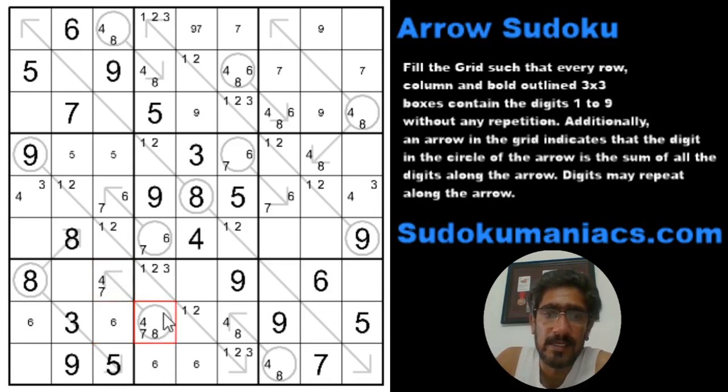So this 8 is eliminated. Right? Now, similarly, have a look at this arrow.